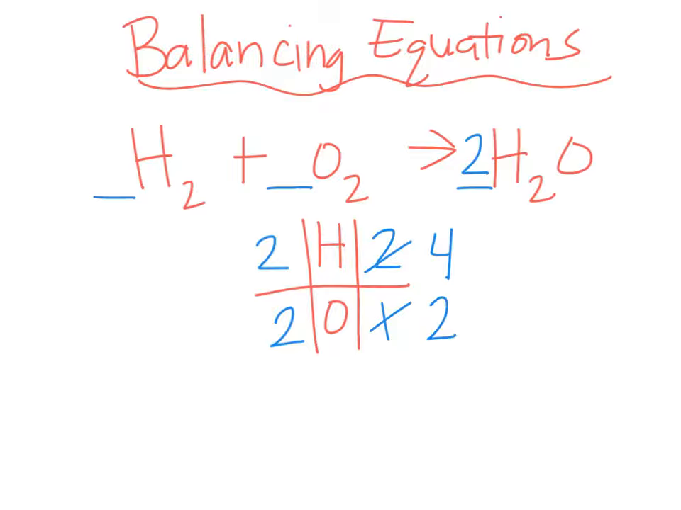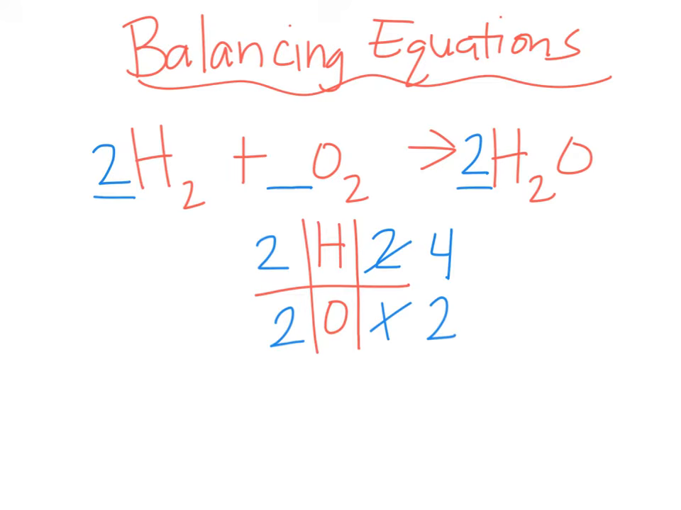So you can see by adding the 2 here, it changed the H's, so then I have to go to the other side to balance it out and change these H's to equal 4. So what number do you think I should put in the front there to make that equal 4?